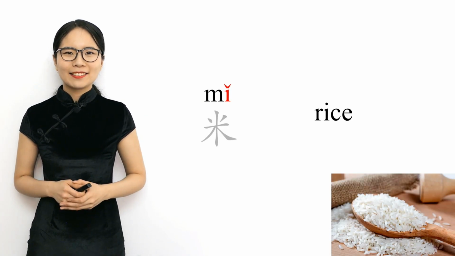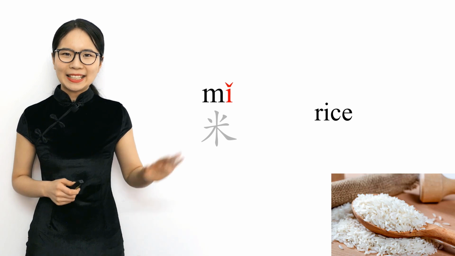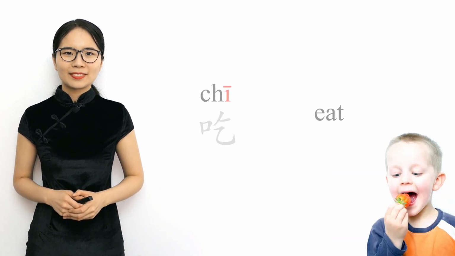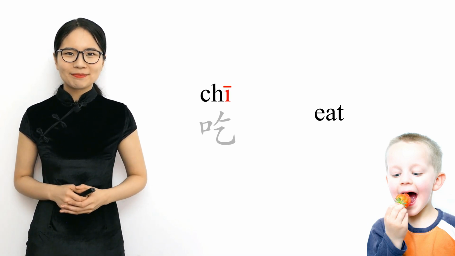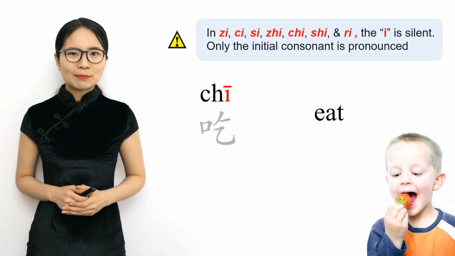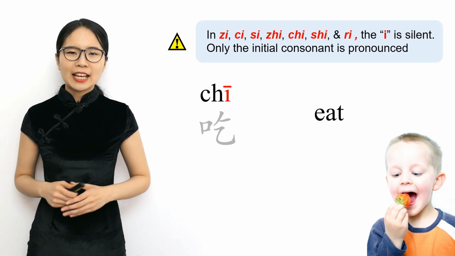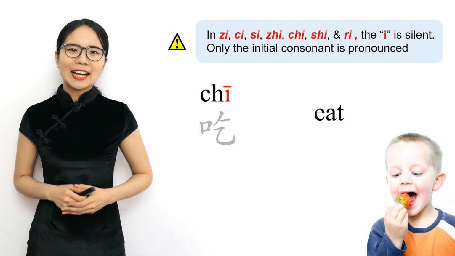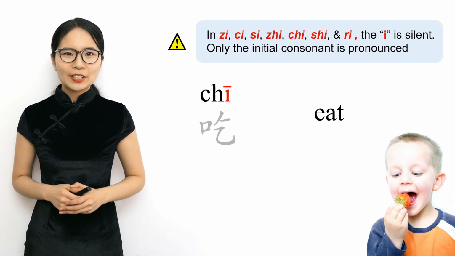How do you say rice? Exactly. Rice is 米, 米. How do you say eat? This is pronounced 吃. Did you get that correct? Remember that with the 7 syllables 滋, 雌, 思, 知, 吃, 诗 and 日, the e is silent and only the initial consonant sound is pronounced. So this is pronounced chi instead of chee.